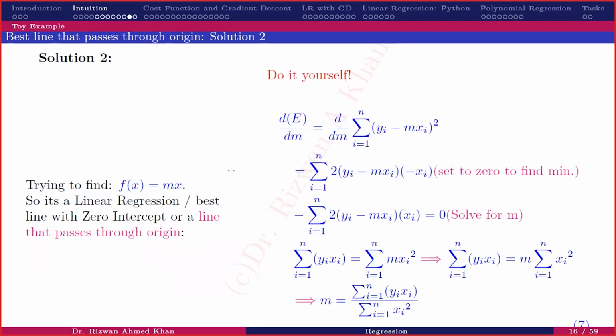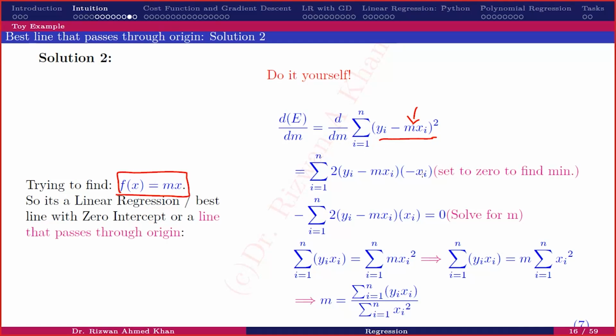And in the same way, if we make our hypothesis equal to mx, so mx means c is 0, and when c is 0, it means a line which passes through the origin. Again, we can just differentiate this sum of squared errors or squared loss. Now, our predicted value is mx. Previously, it was c, now it is mx because c is 0.